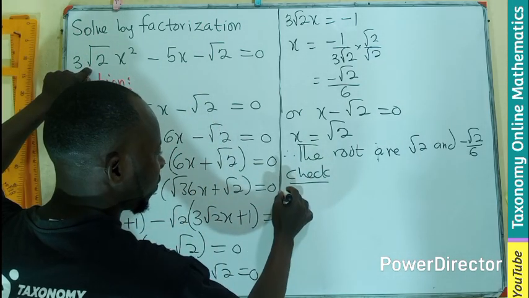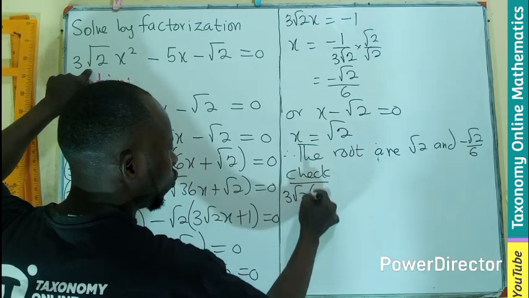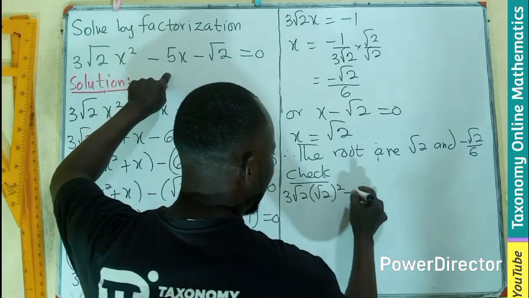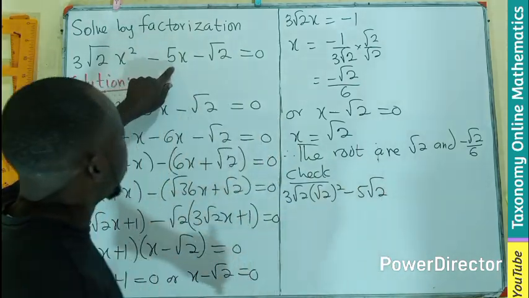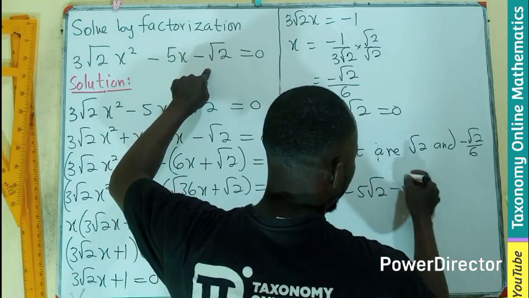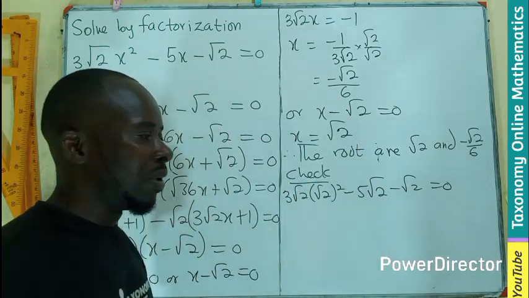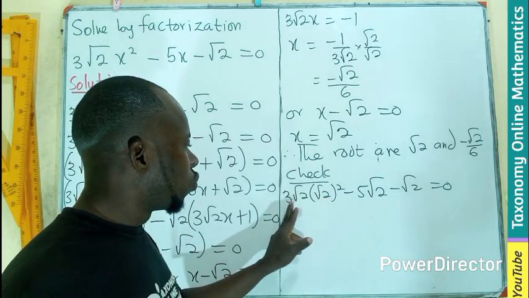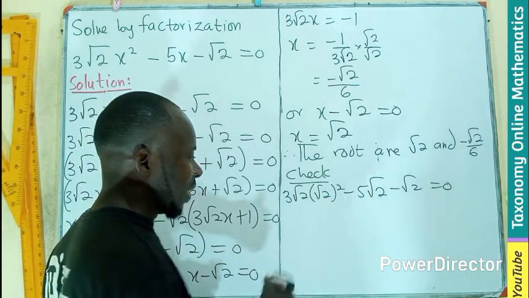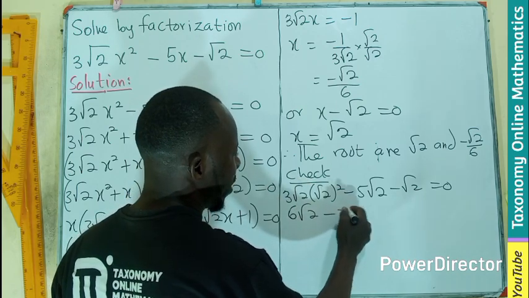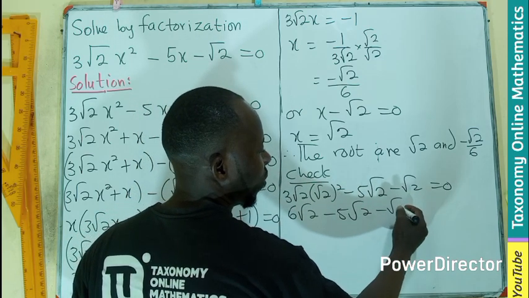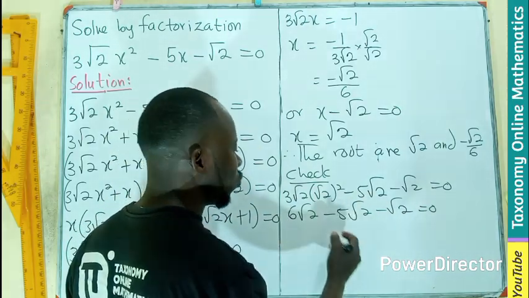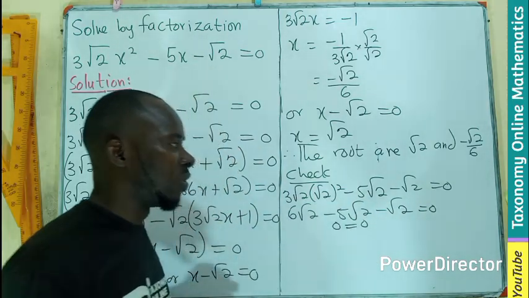So this is going to be 3√2 into bracket √2 all square, in the square here, we are replacing the x with the √2, minus 5√2 minus √2. We are expected to have 0. Let's see if that will work well for us. This is going to be 2, 2 times 3, that will be 6. So 6√2 minus 5√2 minus what? √2. Remember, this is 1√2. That is √2 minus √2. That will give you 0 equals 0.